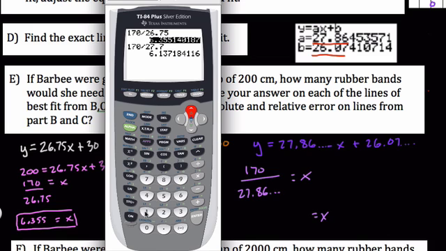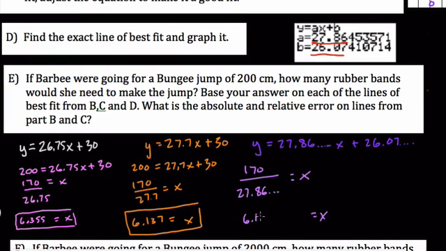So let's set this up. It's 170 divided by 27.86453571. Hit enter. 6.10, and then I round it up. The 9 rounds up the 0 to a 1, so 6.101, and that's our number of rubber bands.